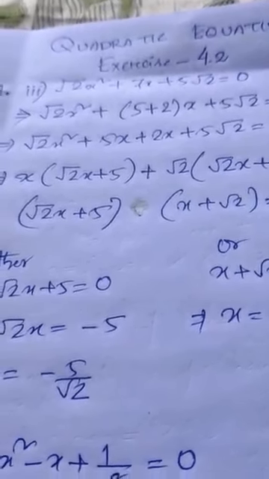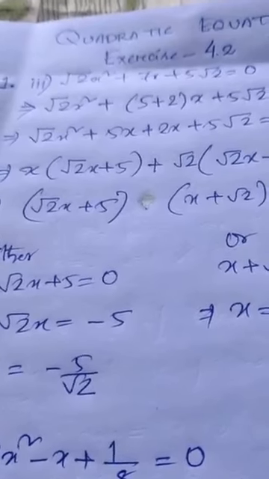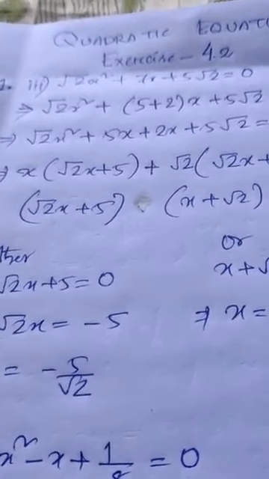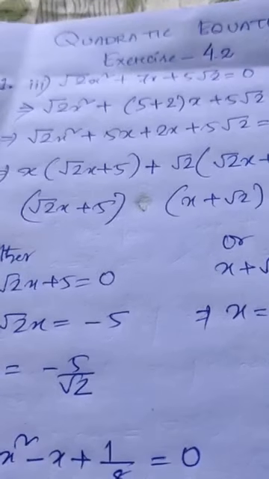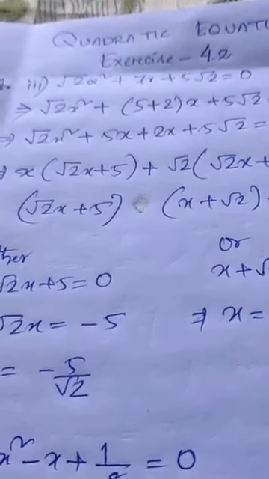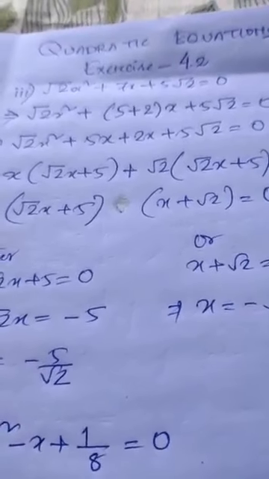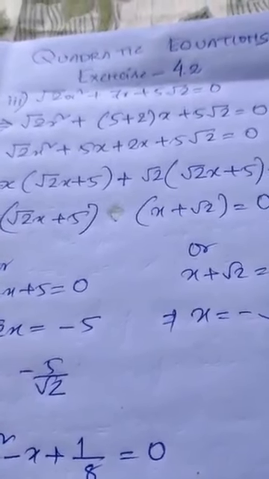From these two you will take something common. As you can see, x is present in the first pair, so you can take x common. Then root 2x plus 5. Hopefully you have understood this part. This is very easy. Then plus the second pair, 2x plus 5 root 2.